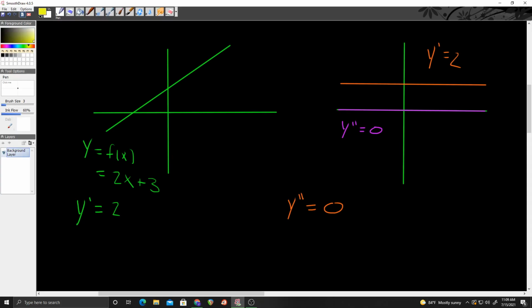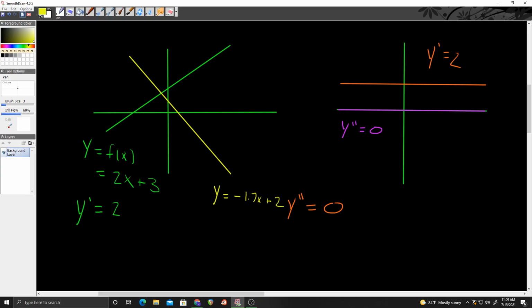Let's say we have a line like this, right? Let's say this one is, can we pick something that makes sense? Let's say it's negative 1.7x plus, I don't know, 2. Okay.